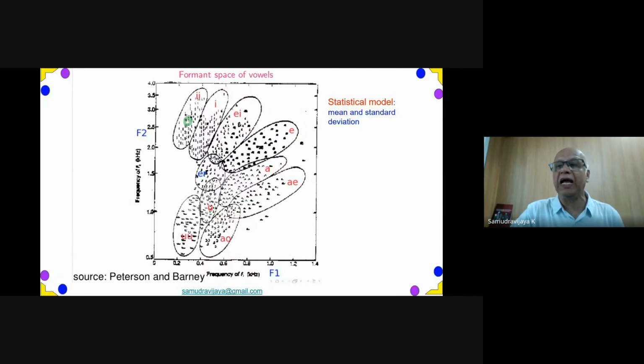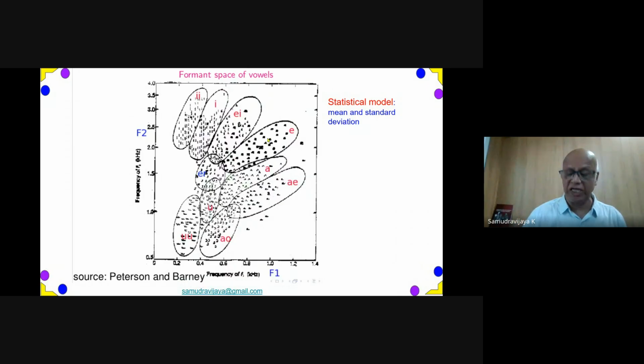And then there is also spread. There is a spread along the F1 axis, and there's the spread of this cluster along the y-axis. Therefore, you also have to compute the variation along the x-axis and y-axis. That's computed by the standard deviation. So when mean and standard deviations are used to represent one vowel, such a model is called a statistical model, because mean and standard deviations are statistical features.